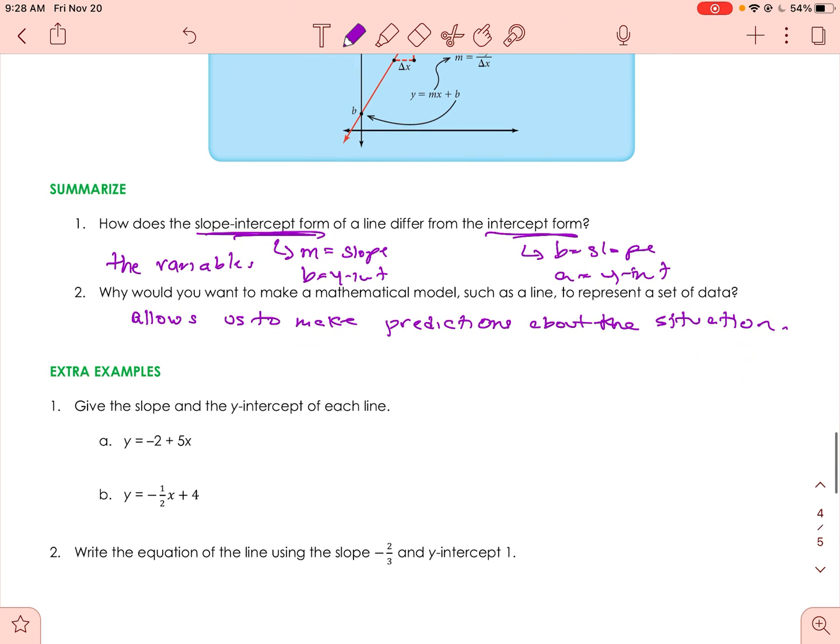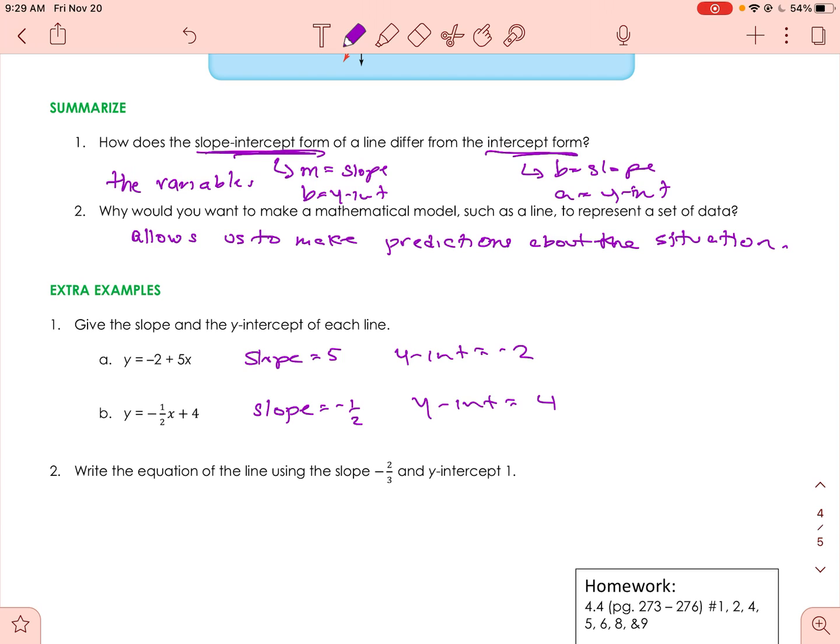Okay. Finally, it says give the slope and y-intercept of each line. Slope would be equal to 5, and the y-intercept would be equal to -2. The slope here would be equal to -1/2. The y-intercept would be equal to 4. And again, if you want to write the equation of the line using the slope of -2/3 and y-intercept of 1, it'd be y equals m, which is our slope, x plus b, plus 1.